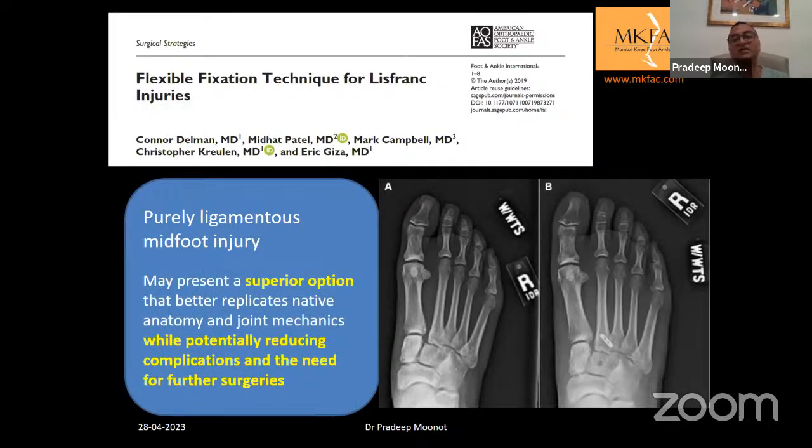Now, this is a new paper from 2019, flexible fixation technique for Lisfranc injury. Initially they used a mini tightrope, but they are now using an internal brace, and it may present a superior option which replicates normal anatomy and also does not require removal of implants. So here you can see on the left, there's a subtle Lisfranc which has been reduced, and the intercuneiform has also been fixed by an internal brace.